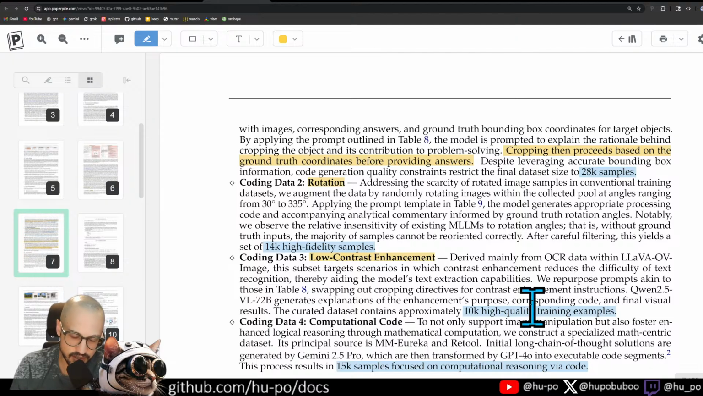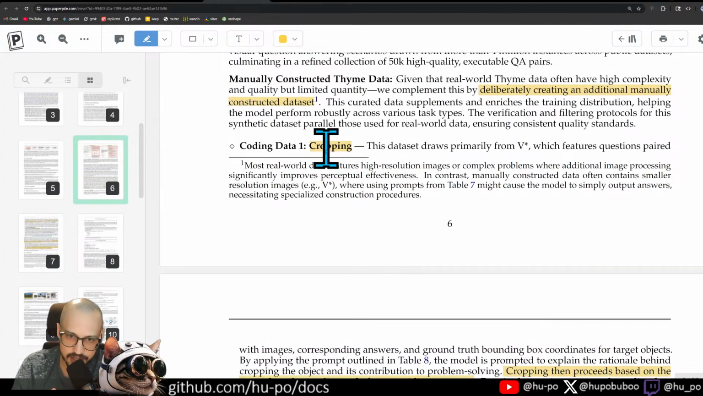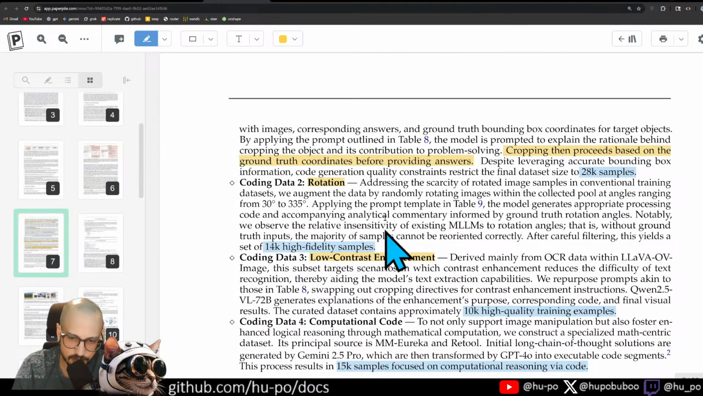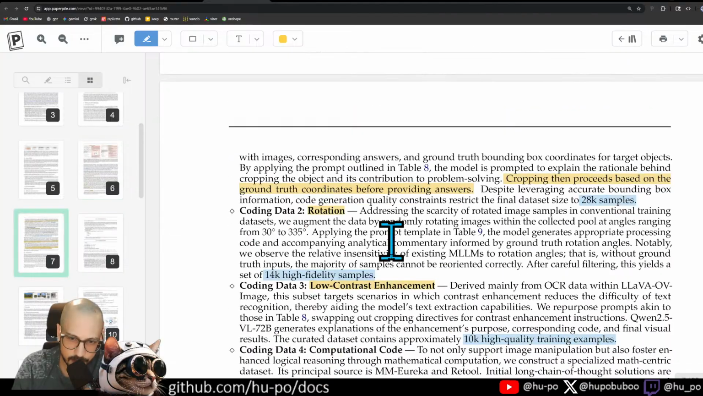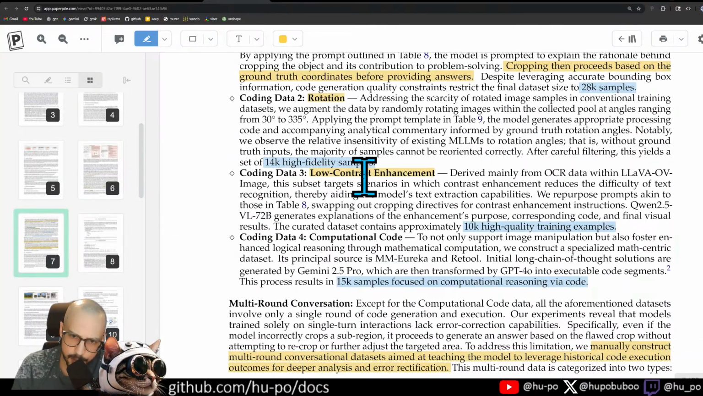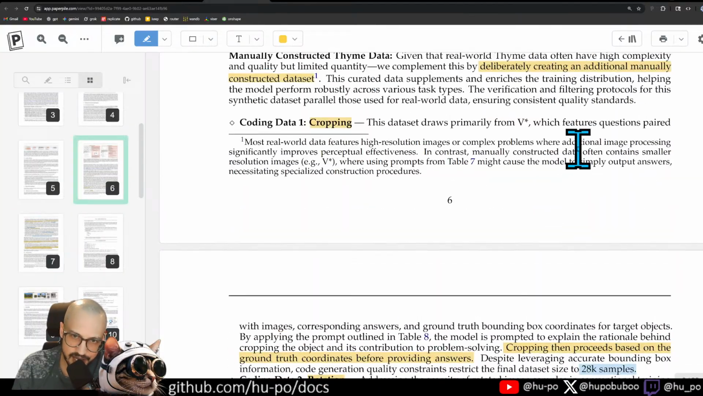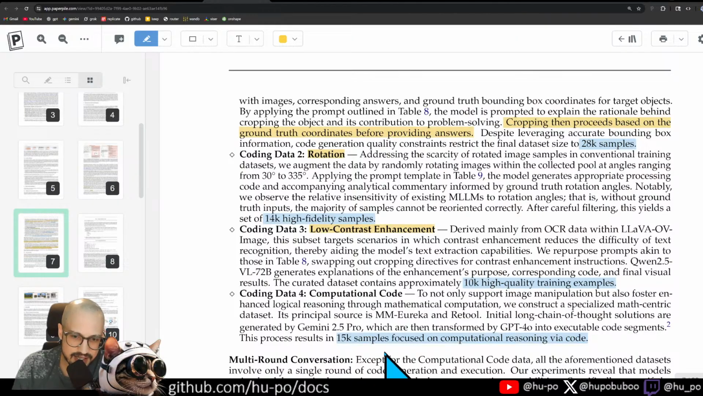So here's synthetic data generation being used for teaching a model how to use a specific suite of tools for this type of visual reasoning. And it's really not that much either, right? If you look at the amount, they have it for multiple tools here: rotation, cropping, low contrast enhancement. But you can see here 14K samples, 28K samples, 10K samples, 15K samples. So really not huge data sets.